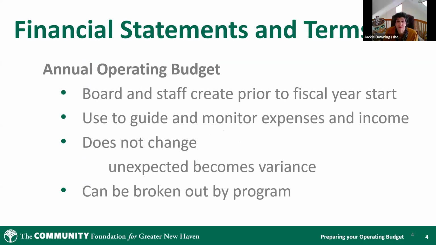What we are going to talk about today, why we're here today, is the annual operating budget. The annual operating budget is an instrument that the board and the staff create prior to the fiscal year start. You should be taking a look about 3 months before, 2 months before your fiscal year begins to say, what did we plan last year? How are we doing against that plan? What do we think is going to be different next year?